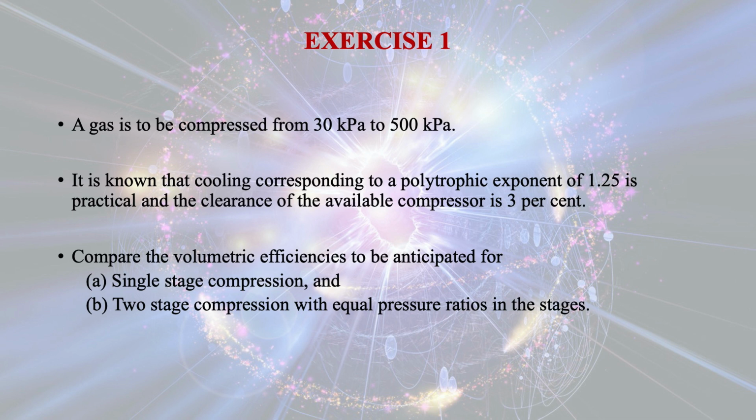Exercise 1 says that a gas is to be compressed from 30 kilopascal to 500 kilopascal. It is known that cooling corresponding to a polytropic exponent of 1.25 is practical, and the clearance of the available compressor is 3%. Compare the volumetric efficiencies to be anticipated for single stage compression and the two-stage compression with equal pressure ratio in the stages. Now let us see how we can solve the problem.